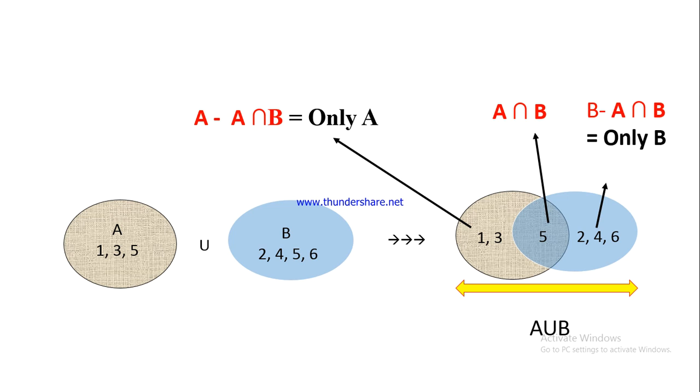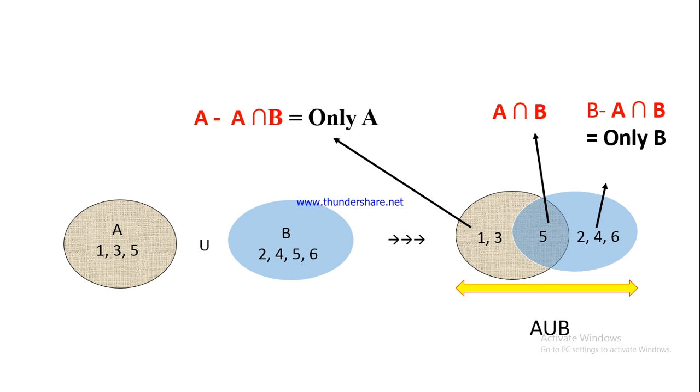Now please understand the difference. A is equal to 1, 3, 5, and we had seen that in the left portion of the screen also, you can see A is equal to 1, 3, 5. But what is only A? Only A is equal to only 1 and 3 and not 5. And this is being shown by the formula. Only A is A total minus A intersection B, which means 1, 3, 5 and minus 5.